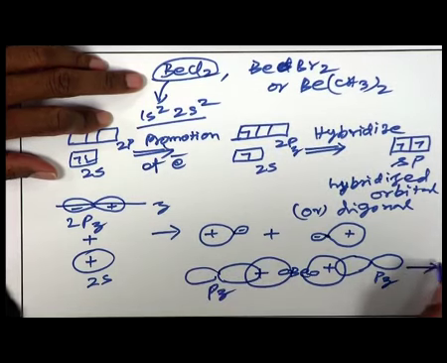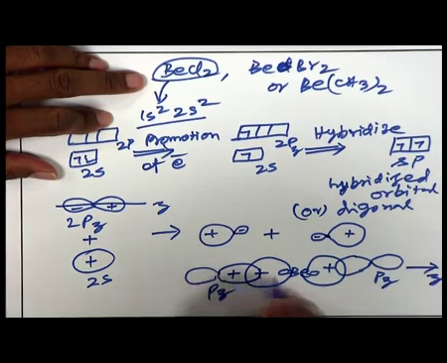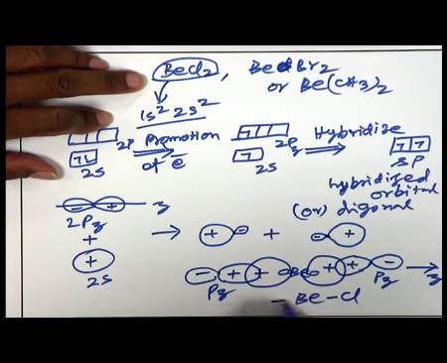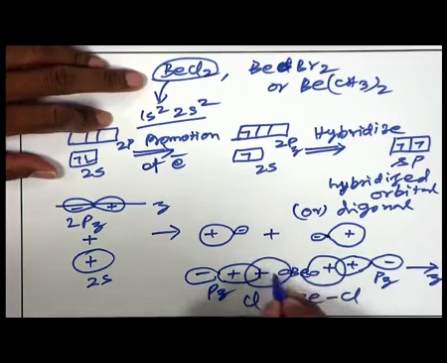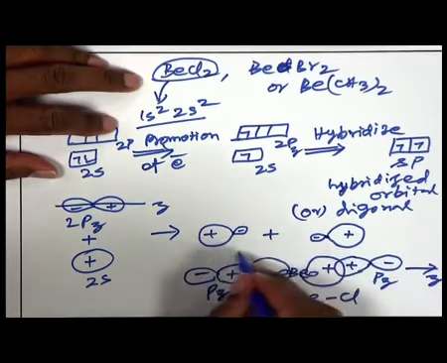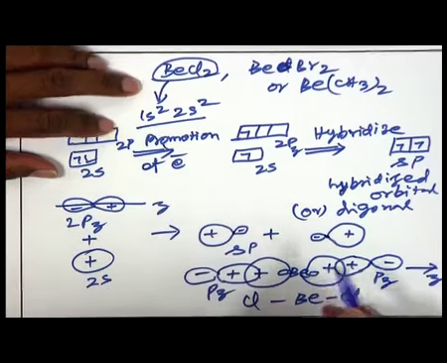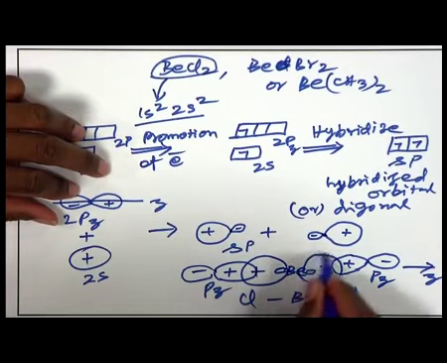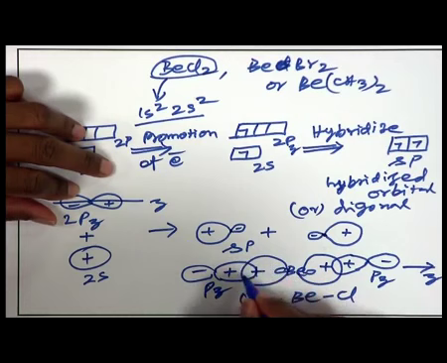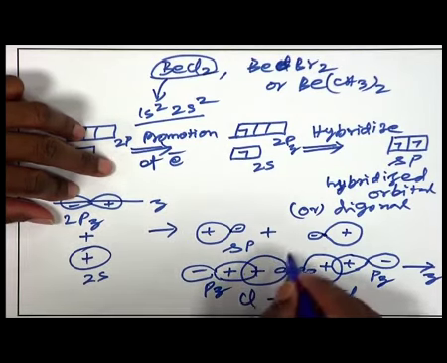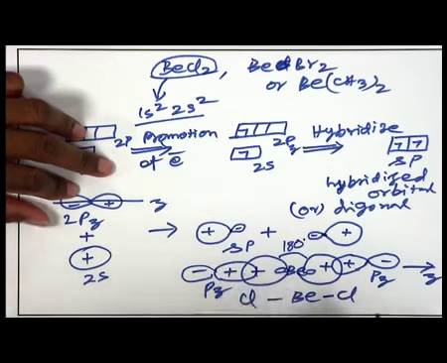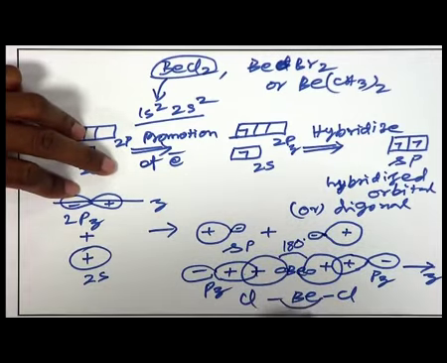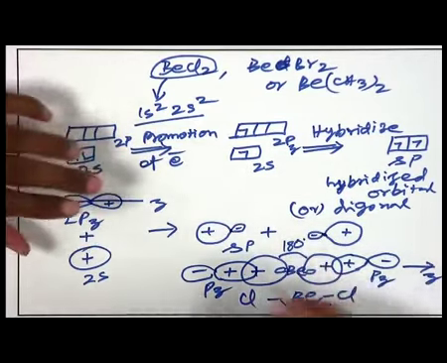Because this is a z axis, this is beryllium with 2 chlorines like this. Because these are sp hybridized orbitals, their lobes are opposite each other. This is the center of the atom, and you have a large lobe here and then another lobe in the opposite direction. So the angle between the 2 orbitals is 180 degrees, and they are projected opposite each other.